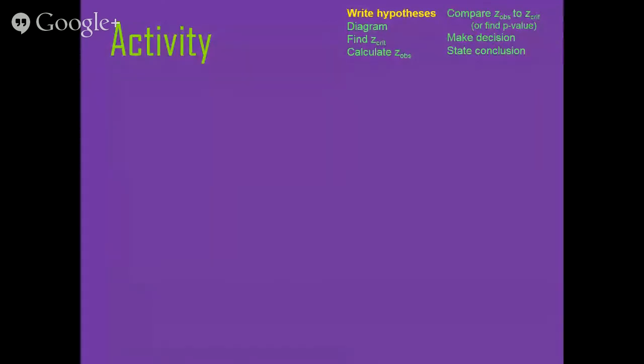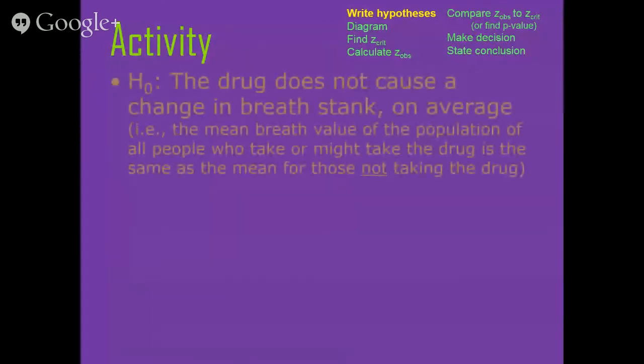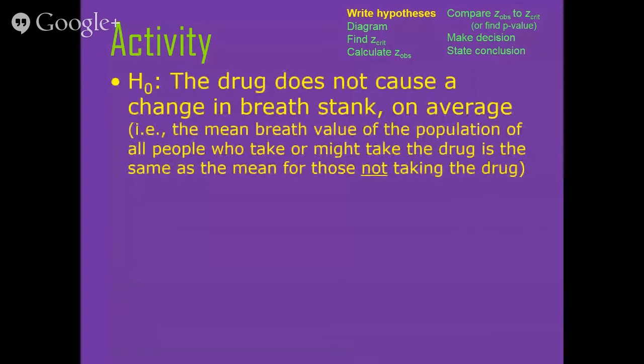So I'm going to put the little steps up there on the right. We need to write out and specify in words our null and alternative hypotheses. Our null hypothesis is probably something like the drug doesn't cause any change in breath smell on average, which we're saying it's a change, but in this particular case we can test this with a single mean instead of having to look at 2 means.